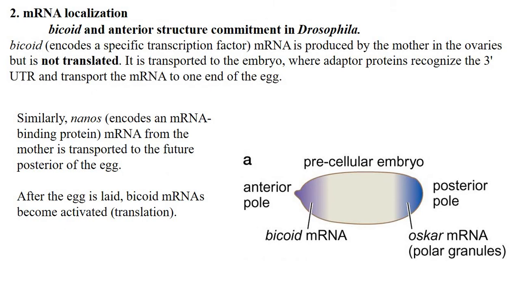Second type is mRNA localization. This mRNA localization is where and which mRNA is localized in the embryo. So the mother ovary makes some of the mRNA and puts them in the embryo before that embryo is fertilized. So bicoid, and anterior structure commitment in Drosophila, is due to mRNA localization.